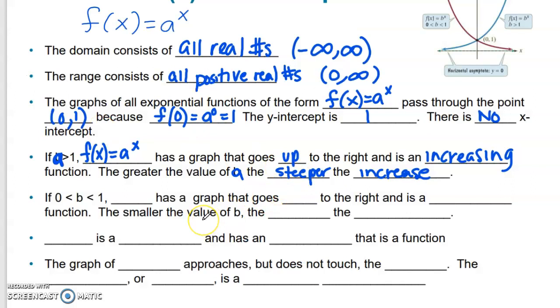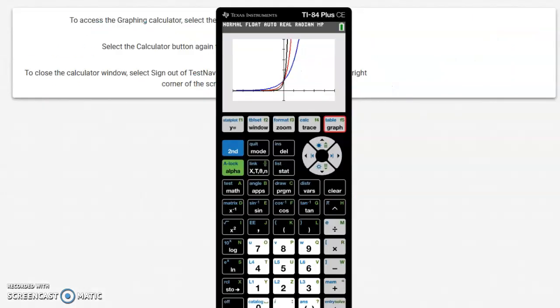Let's go back here. If the base is between 0 and 1, then this exponential function has a graph that goes down when you go to the right and is a decreasing function. So we saw that when we put in the base of 1/3. The smaller the value of b, let's see what happens. So let's grab the calculator.